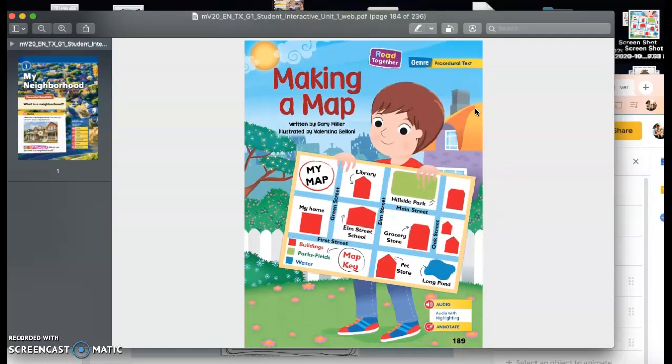But first we have to make a prediction. So here is the cover of our story, and it says Making a Map, written by Gary Miller, illustrated by Valentina Belloni. Just from looking at this picture and reading the title, what do you think this text is going to be about? What can you predict? And we use words like, I predict this.